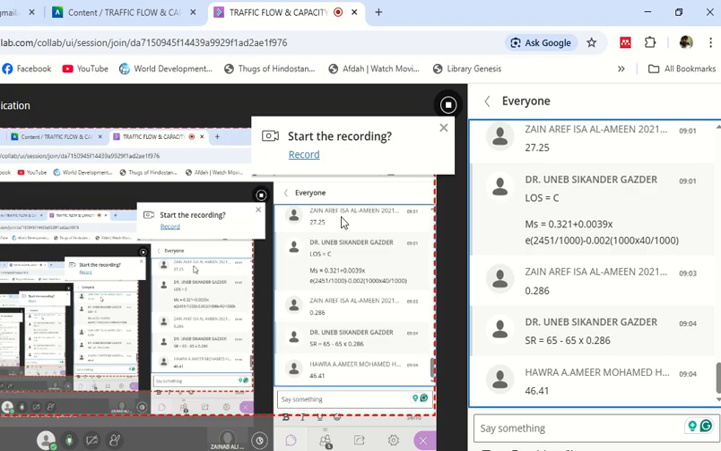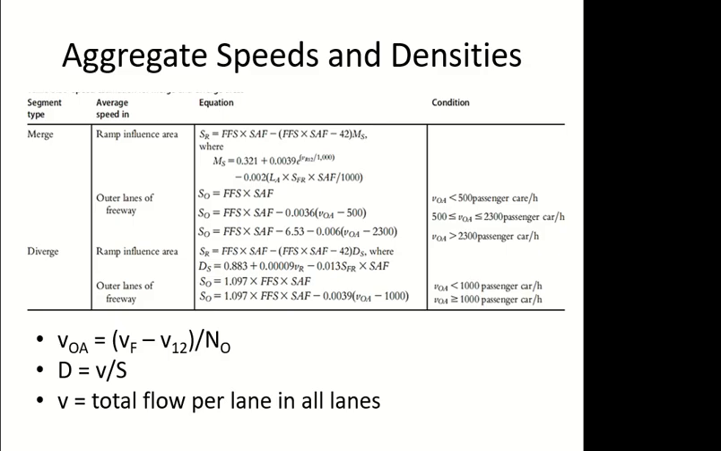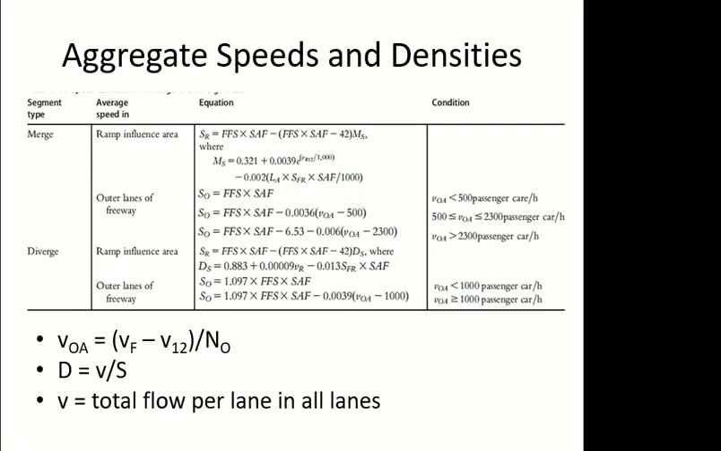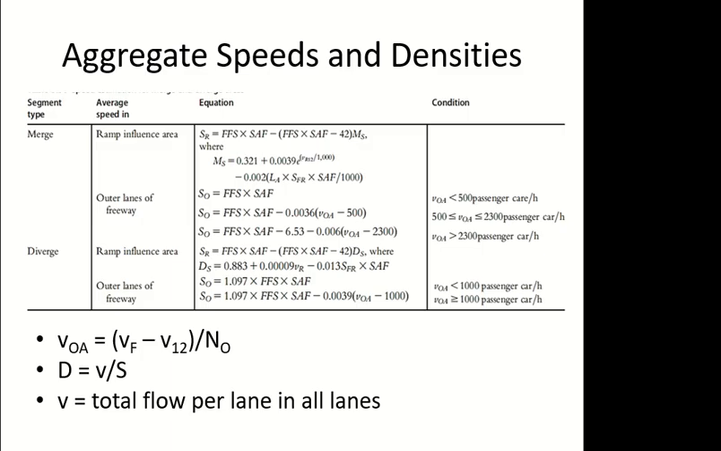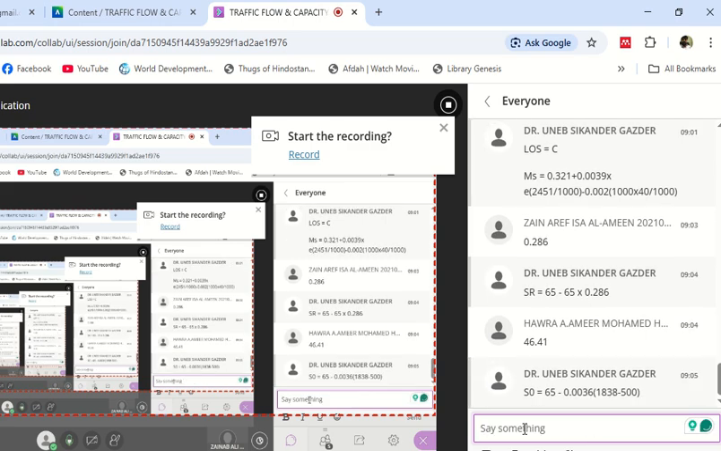Okay, so S naught, 65.0036, 1838 minus 500. Okay, so how much is that? These values are in miles per hour.